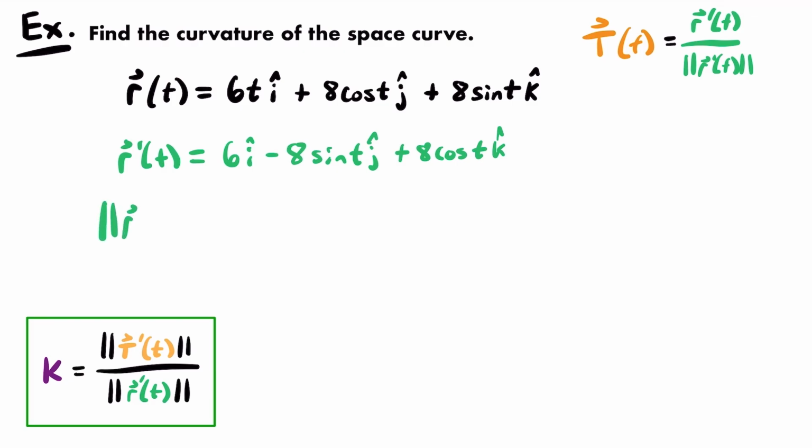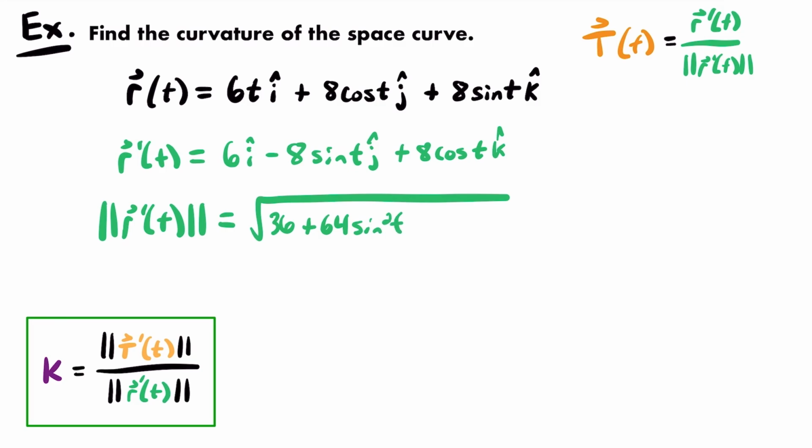The magnitude of r prime of t will be equal to the square root of the sum of the components squared. So we'll have 6 squared plus negative 8 times sine t squared plus 8 times cosine t squared. All right, so squaring all of those components right away, we get 36 plus 64 times sine squared t plus 64 times cosine squared t. I hope it's okay that I skipped the step of showing that we're squaring these components. To save a little bit of time and work, I'm just going to square those components right away. Now, what you want to do is pull out that common factor of 64 from sine squared t and cosine squared t, because that's going to create something very nice for us.